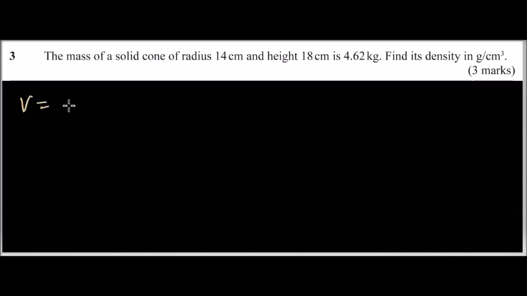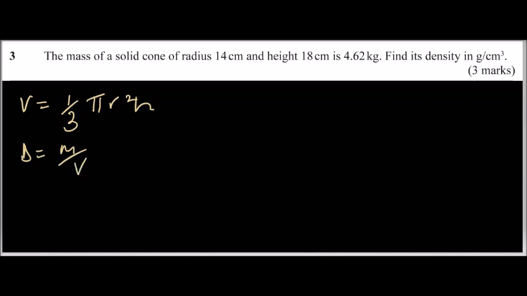The volume of a cone or a pyramid is one third of the base area, that is pi r squared, multiplied by the height. That is for a cone. Otherwise, pi r squared represents the base area. Now, what about the density? The density is equal to mass over volume.